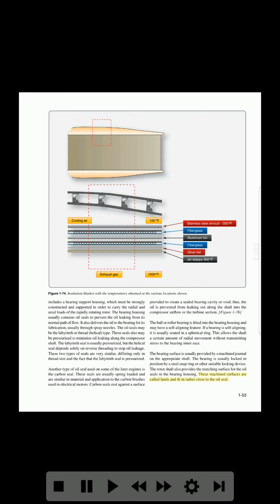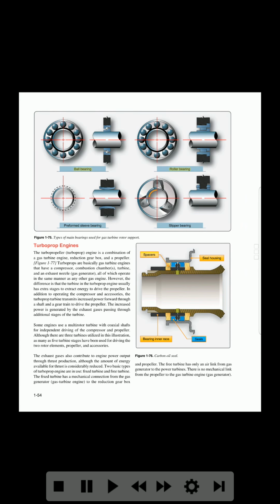These machined surfaces are called lands, and fit in rather close to the oil seal. 1-53. Ball bearing, roller bearing. Preformed sleeve bearing, slipper bearing. Figure 1-75. Types of main bearings used for gas turbine rotor support.